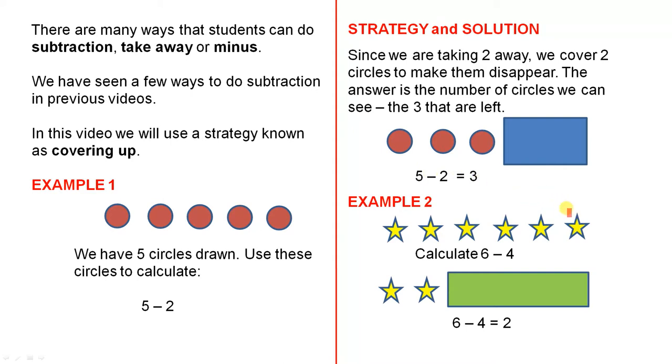The next example, here we have 6 stars, and we're going to use them to calculate 6 take away 4. So what we do, we cover 4 stars, which we've done here. There are 2 left, so 6 take away 4 equals 2.